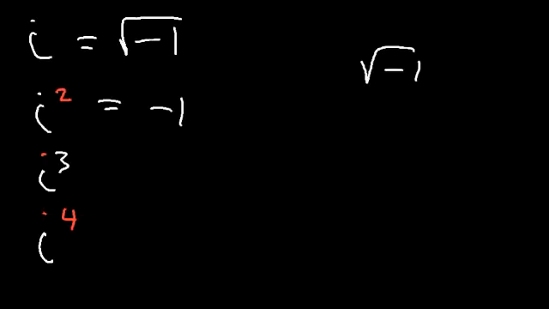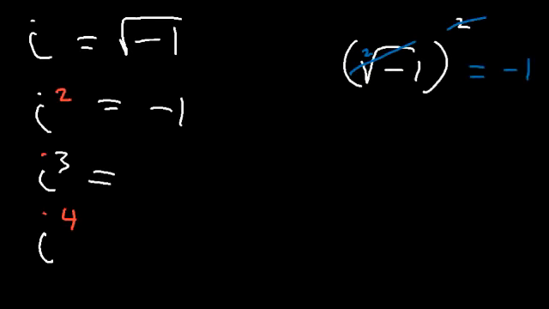Now what about i squared? And what about i to the third and i to the fourth power? You need to know what these values are equal to as well. i squared is equal to negative 1. If you square the square root of negative 1, the 2 and the radical will disappear, giving you negative 1.